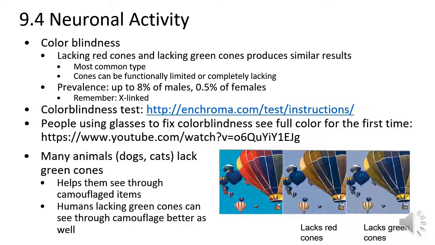As well, many animals, such as dogs and cats, lack the green cones. It actually helps them see camouflaged items, because they don't pick up on green so much. And humans lacking green cones can actually see through color camouflage. Camouflage is not as effective for them, so sometimes the military uses humans who lack green cones for this reason.